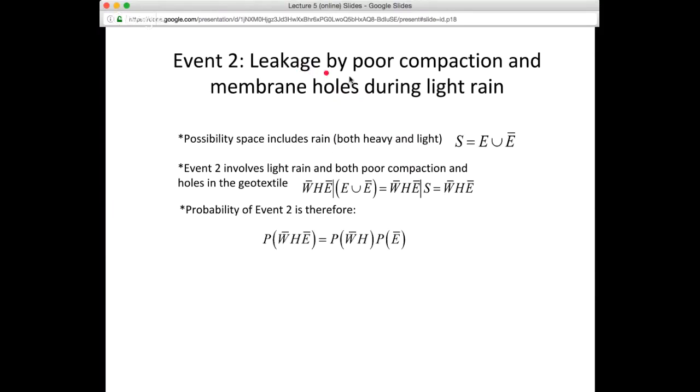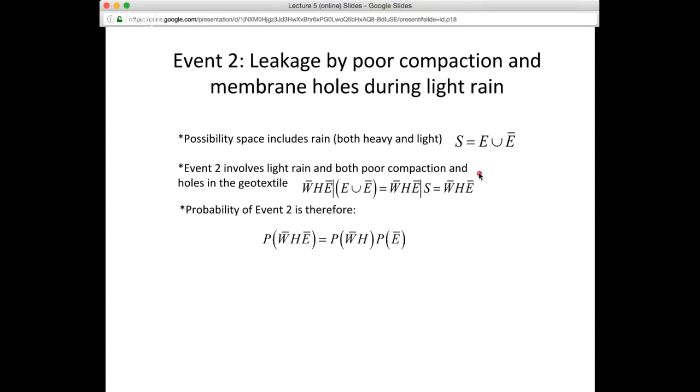So remember we were talking about this event 2, which is going to be the case where we have leakage from the landfill during light rain, but when we have a failure essentially in both of the barriers, including poor compaction of the clay layer and also holes in the geomembrane. So that's going to involve the intersection of poor compaction, which is the W complement, intersected with holes, and then intersected with a moderate or light rain, which is the E complement, conditioned on heavy rainfall or a light rainfall. And that's the union. And that, of course, is our possibility space.